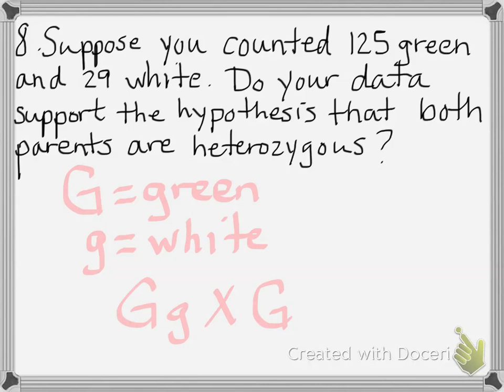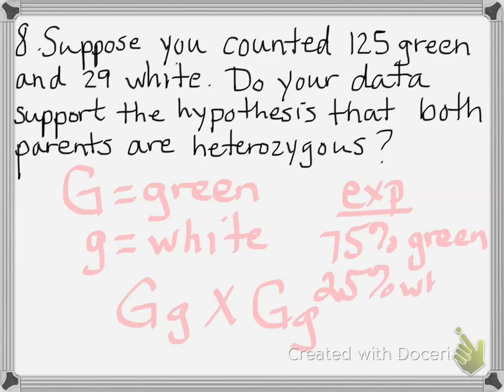Okay, so they're both the same? That's a monohybrid cross, correct? So we're expecting 75% to be green and 25% to be white, because that's a monohybrid cross. That's where I got my expected: I'm expecting 75% and 25%, a 3-to-1 ratio. Okay so far?